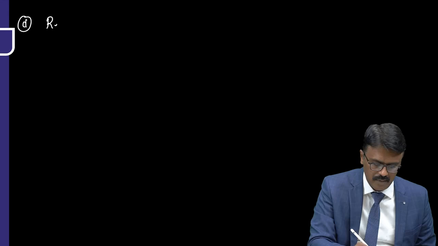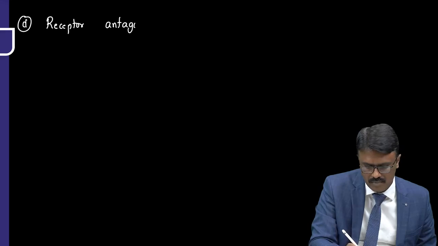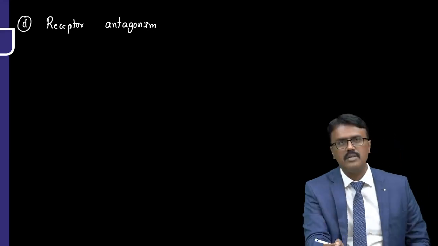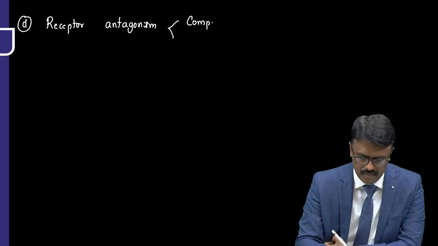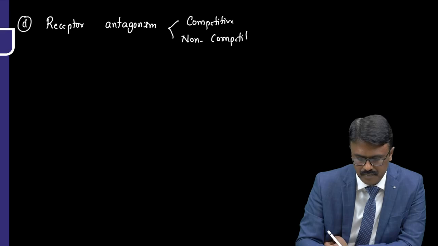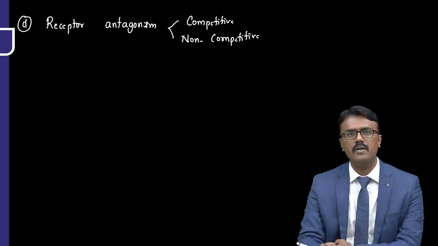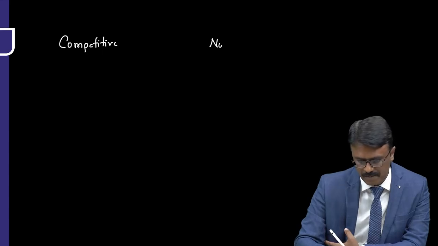The next antagonism we need to understand is something called receptor antagonism. In receptor antagonism we have two types. One is called competitive and one more is non-competitive antagonism. So let us understand what is competitive and what is non-competitive. Let me write here. Competitive and one more is non-competitive.